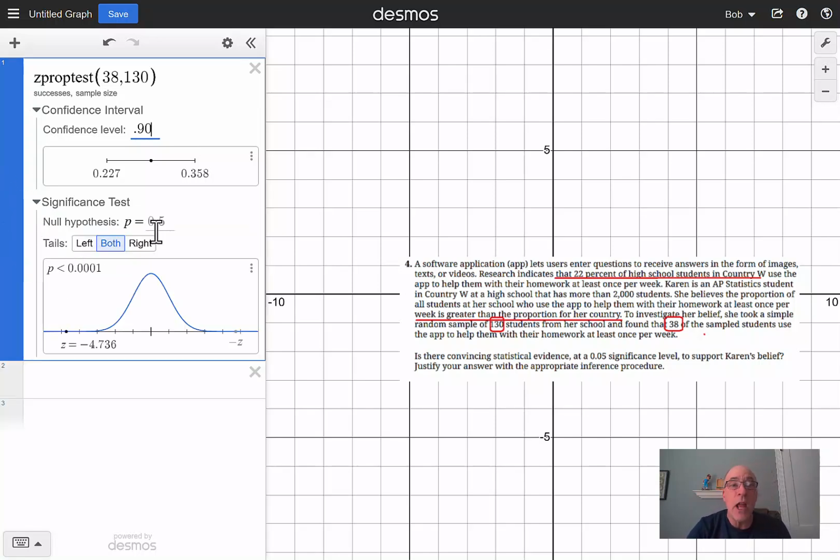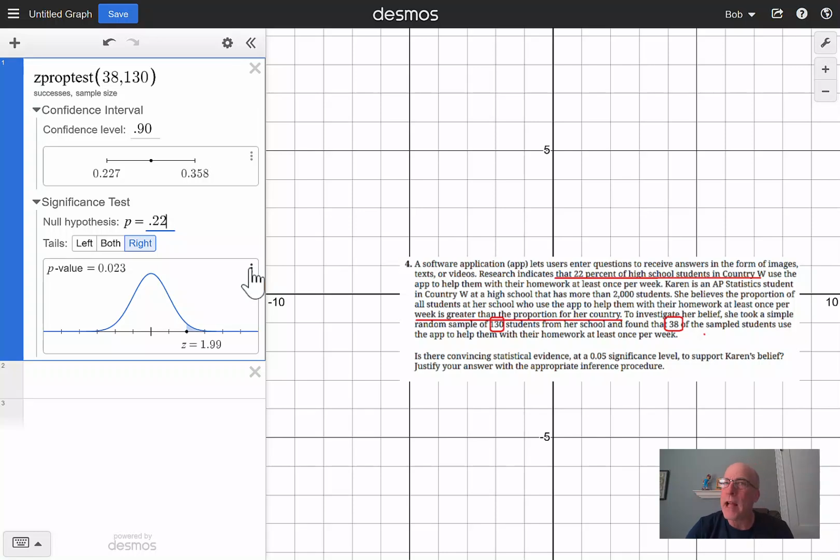Here's a significance test. Our null hypothesis here, to go back to the question, is 0.22. And we believe that the proportion of students using the app is higher in our particular area. So we want a right-tailed test. And we can see that we have a p-value there of 0.023. So there's all the information students would need to answer the question. Certainly they need to go through all the conditions and be able to write a conclusion. We're never going to forget those big landmarks that we have to think about with inference testing. But there's some other things here worth looking at.